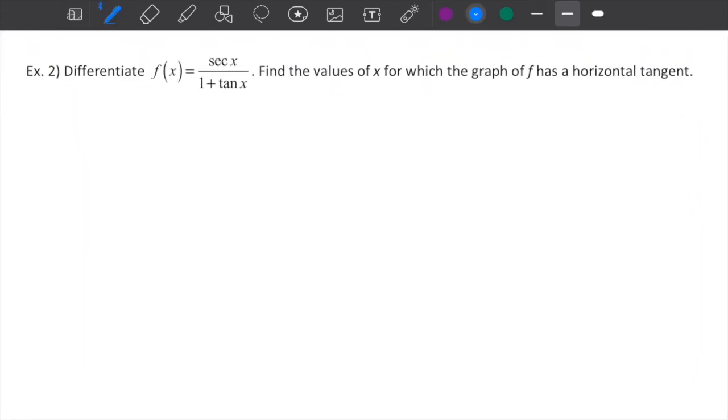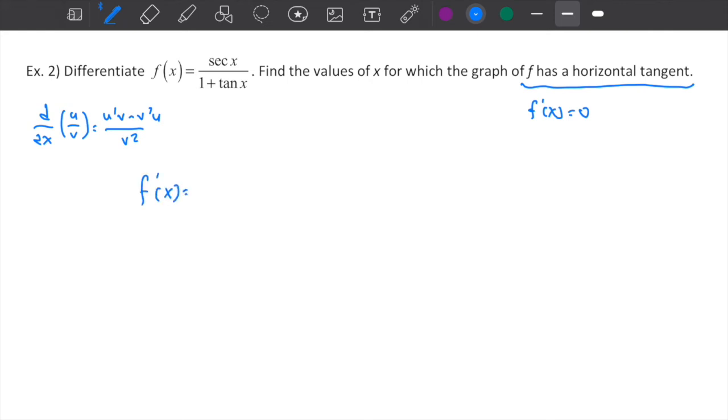Differentiate the function. Find the values of x for which the graph has a horizontal tangent. Just reminding ourselves that would be f prime is equal to 0. Horizontal tangent, horizontal line is a slope of 0. Now I notice quotient rule. Remember d dx, quotient, u prime v minus v prime u all over v squared. So applying our quotient rule to this function, derivative of the top, so derivative of secant, that is secant x tan x.